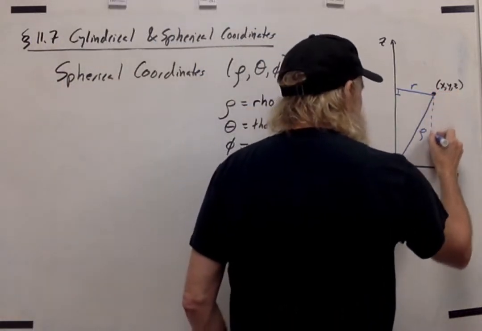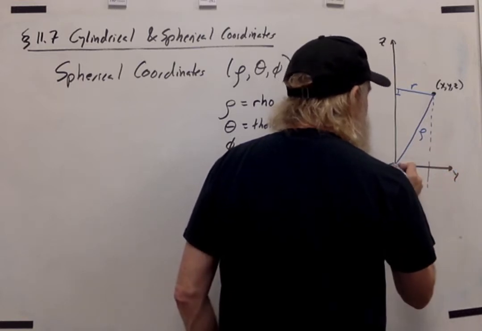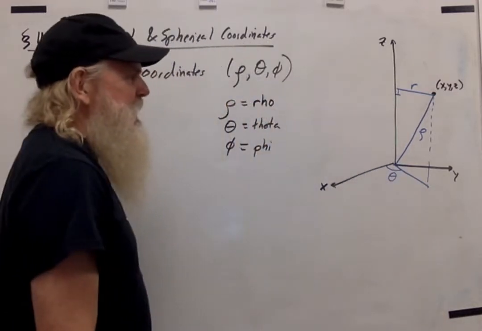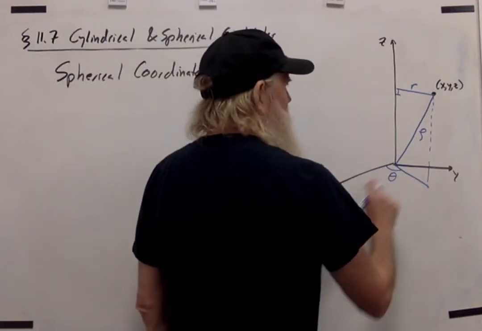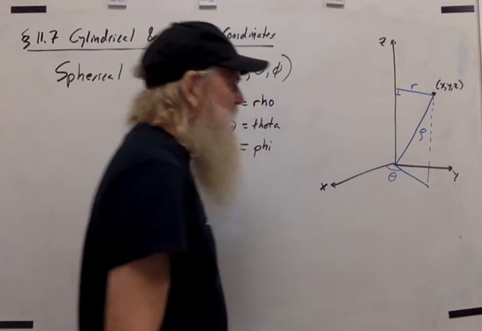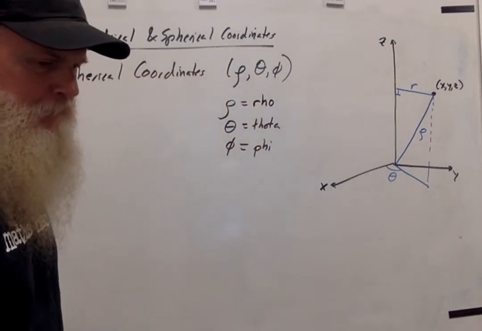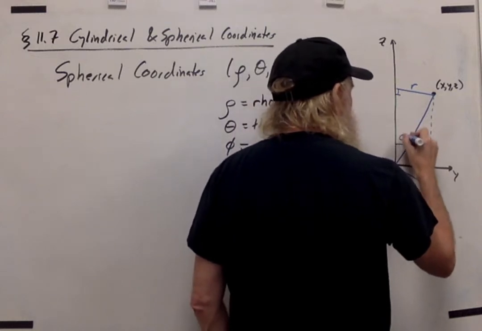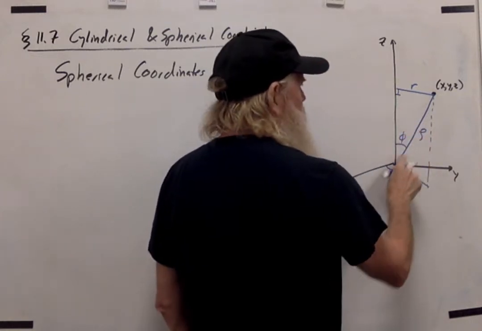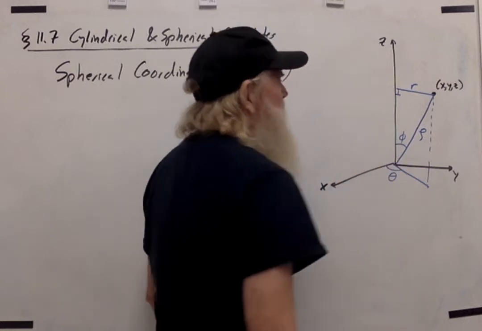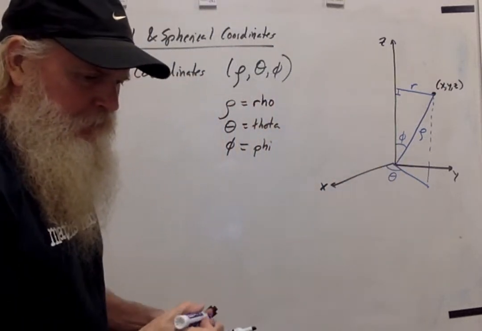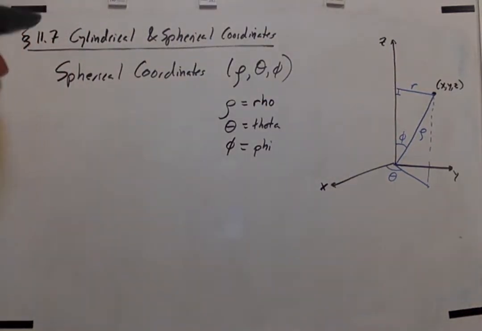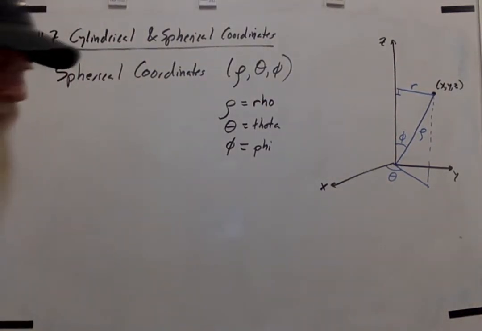Theta is exactly the same in spherical and cylindrical coordinates. So if I drop this point down to the xy plane, then theta, once again, is the angle between this rectangle and the positive x-axis, or the xz plane. And last of all, phi is the angle that this ray makes with the z-axis. So let's see if we can translate between rectangular, cylindrical, and spherical coordinates.